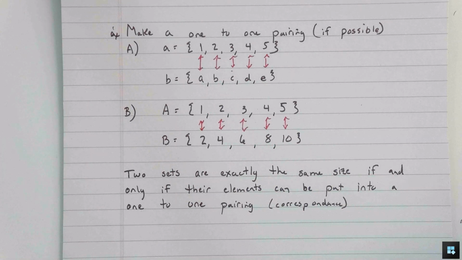Okay, everybody stand up. Now, raise your right hand, cross your heart, swear. We're going to read this together. Everybody read this out loud together. Two sets are exactly the same size if and only if their elements can be put into a 1-to-1 pairing. Okay, thank you. You can sit down.